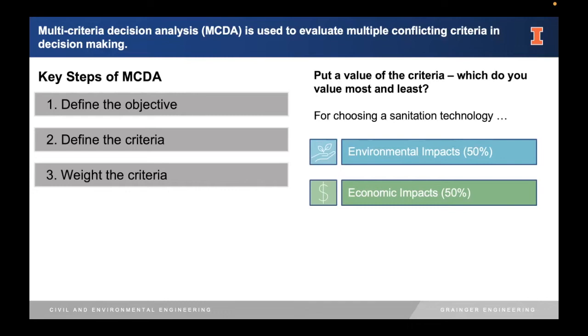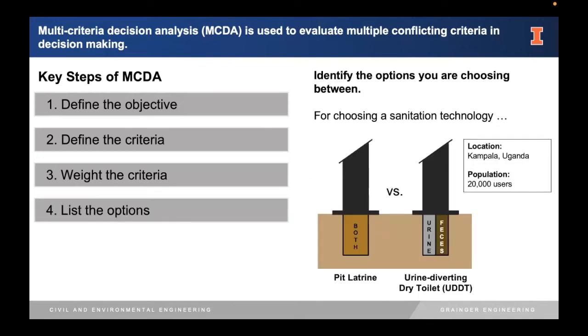So we're going to give a 50% weight to environmental impacts, and we're going to give a 50% weight to economic impacts. So you just want to make sure that whatever your criteria are, that all the weights equal 100%. And then Hannah mentioned the technology options that we're looking at. So we have a pit latrine and the urine diverting dry toilet are the alternatives or options that we have for the location in Kampala, Uganda.